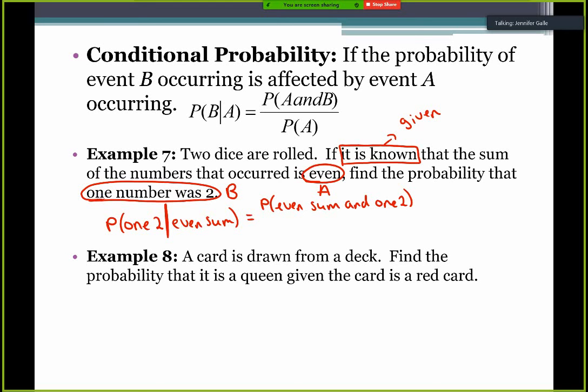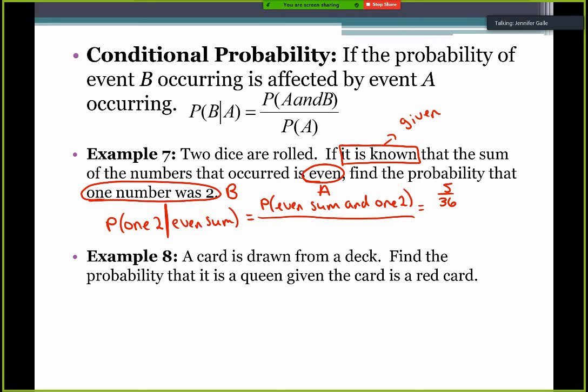We have 5 blue circles, right? On the board. So we have 5 out of 36. Here's a perfect example of the word and not meaning multiplication. I didn't multiply those things together. I want one roll of the dice, an even sum, and one number's a 2. Perfect example. We don't multiply to get that probability, even though the word and is there.